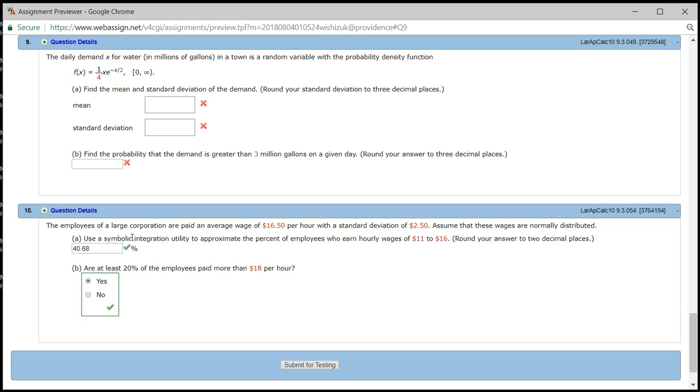All right, let's look at homework 9.3, problem number 9. We have this probability density function given here, and we want to find the mean and the standard deviation. We want to round the standard deviation to 3 decimal places. So let's do that.